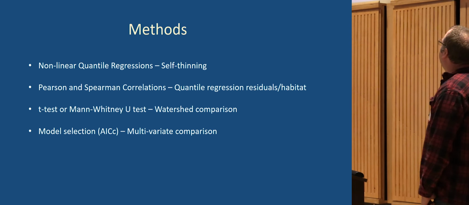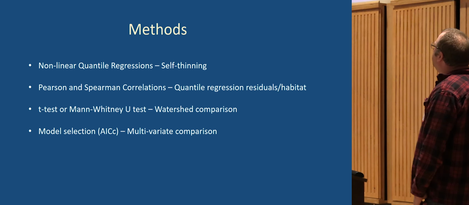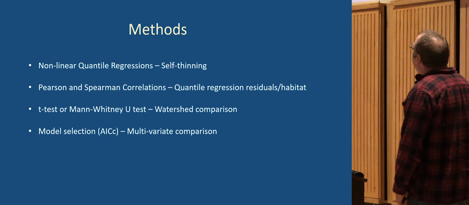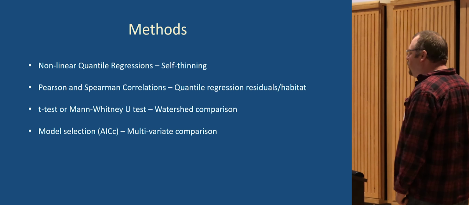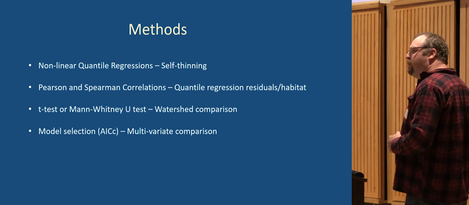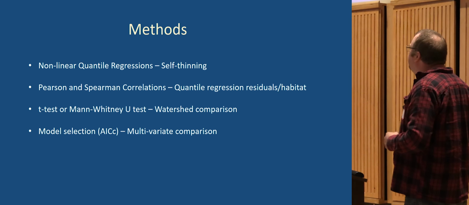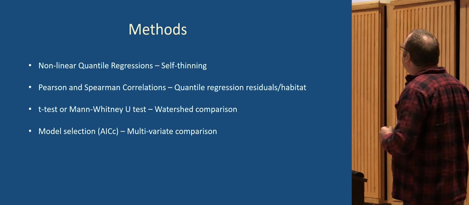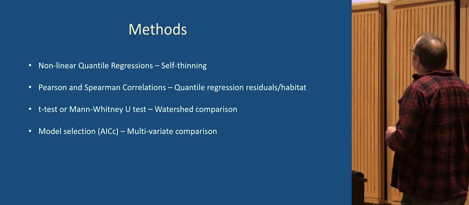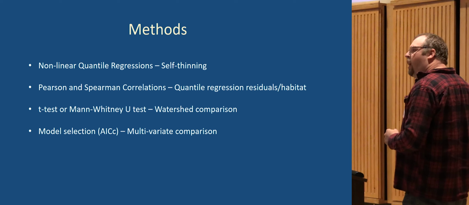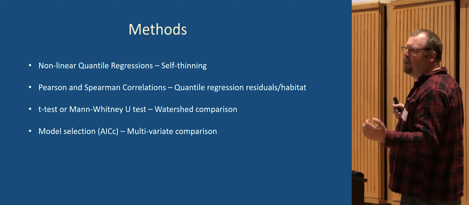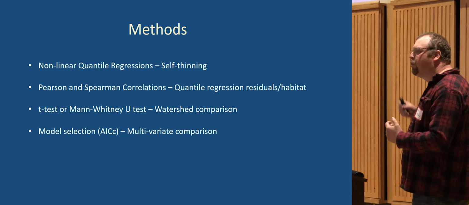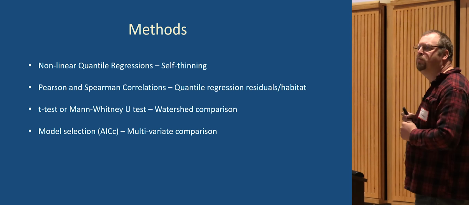Okay, so to evaluate the model, I used 4 different analyses. I used nonlinear quantile regressions to look at our self-thinning aspect. I used correlations to look at the relationship between our habitat and our capacity in our streams. This didn't really follow the path of the model, but just sees the importance of each of our metrics within our model. I did a watershed comparison to see what's going on in our higher capacity watersheds compared to our lower capacity watersheds. And then I used a model selection approach to see if we could rank which habitat metrics may be the most important.